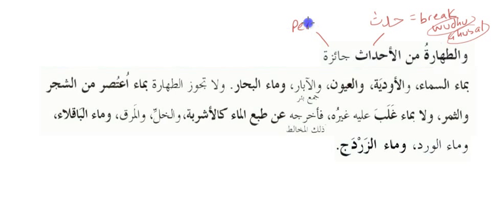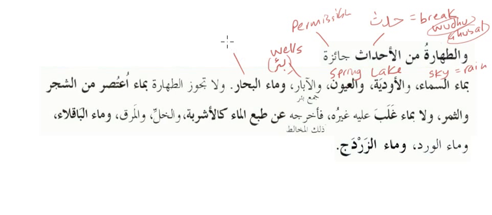Jaizatun means permissible. Bima'i sama'i. Sama means sky. Sky water, in other words, rain. Awdiya means a ravine or a lake. Uyun means a spring. Abar means wells, the plural of bi'r, which means well. Bihar, ma' al-bihar, is the water of oceans and seas.